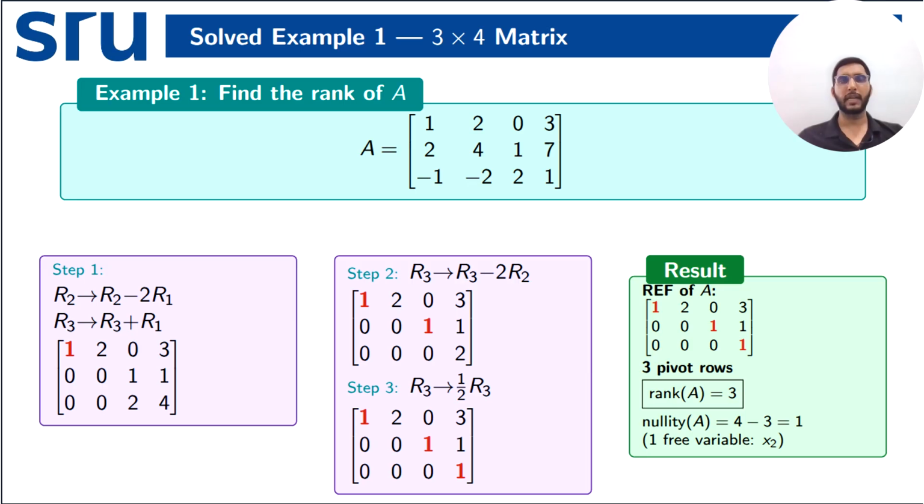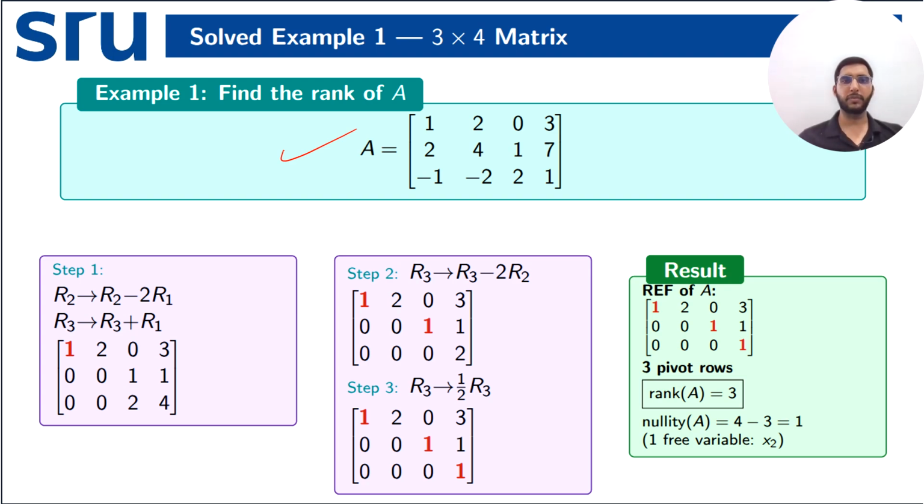Now let us apply these ideas to an example. We are given a matrix of the order 3 cross 4. Our goal is to find its rank. First, we apply row operations to convert the matrix into row echelon form. After that, we'll find out its rank.